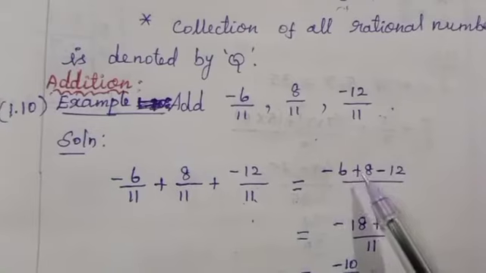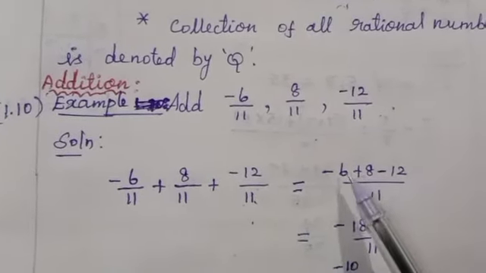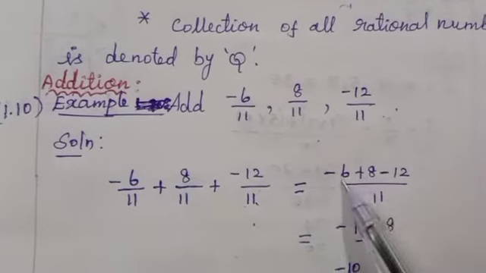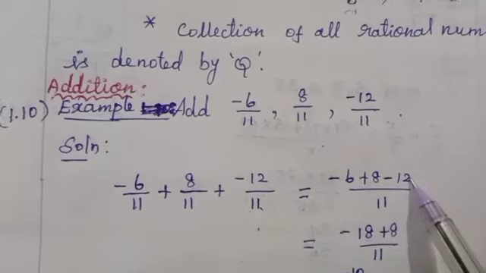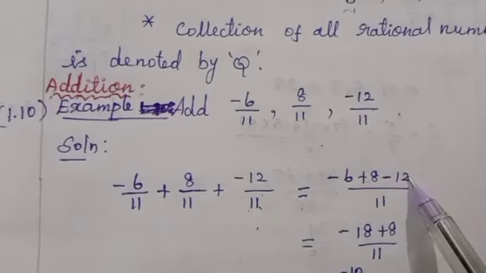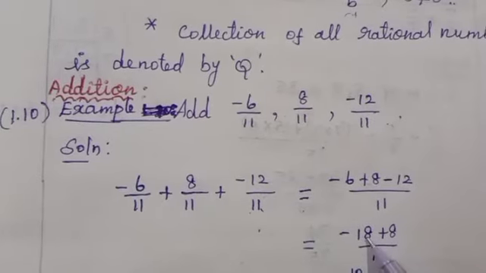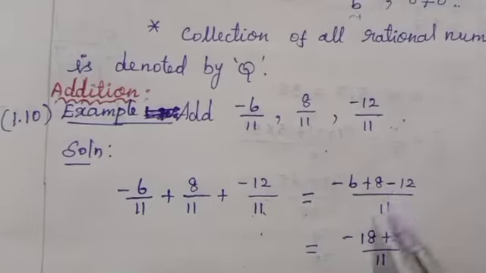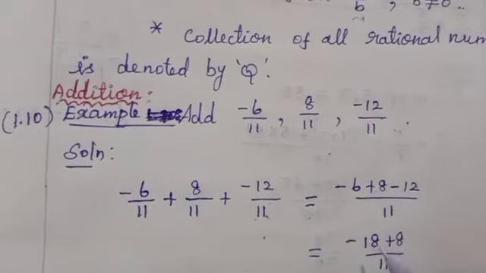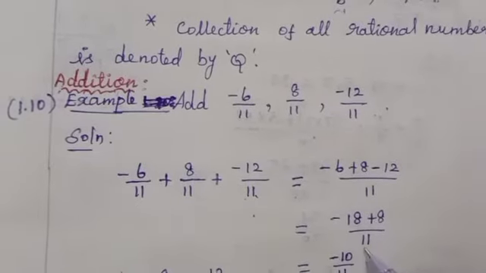Now minus 6 plus 8 minus 12. Here two integers have the same sign, minus 6 and minus 12. Same signs you have to add: minus 6 minus 12 is minus 18. Add the same sign integers and use the same sign. So minus 6 minus 12 is minus 18, plus 8, whole divided by 11.